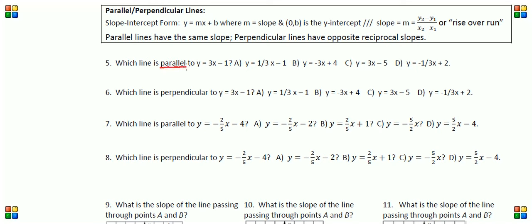Now we know that if lines are parallel, here's our symbol of parallel. Parallel means same slope. If two lines are parallel, if they're never going to touch each other, then on a coordinate plane, they're going to have the exact same slope. So of course, we're going to have to look at this equation, y equals 3x minus 1, and decide what the slope is.